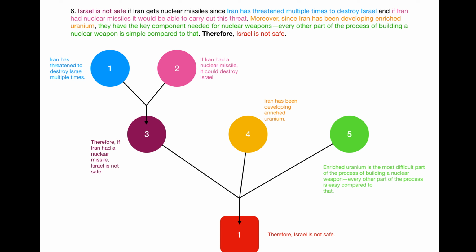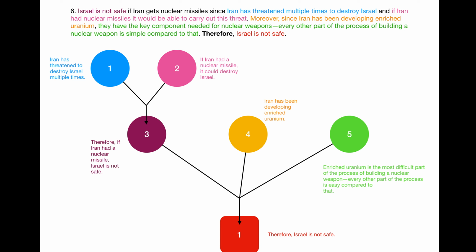So we have 1, Iran has threatened to destroy Israel multiple times. Therefore, if Iran had a nuclear missile, Israel is not safe. Well, no, because we don't know anything about a nuclear missile in number 1. And then we have 2, if Iran had a nuclear missile, it could destroy Israel. Okay, but that doesn't imply that it wouldn't be safe. Just because it could destroy it doesn't mean that they would destroy it. So then we add them together. Iran has threatened to destroy Israel several times. And if Iran has a nuclear missile, they could.